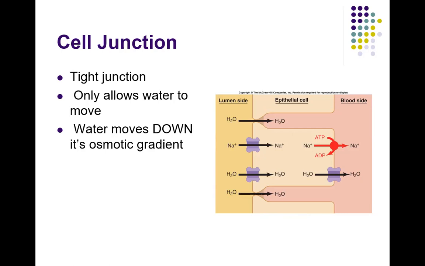So the tight junctions allow water to move, but they prevent other things from moving through those junctions. So we can kind of see that, and so that's a little tight junction. There's another one right here.